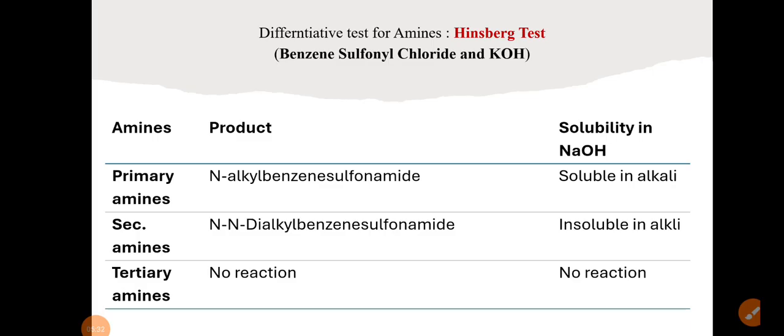The primary amine reacts with benzene sulfonyl chloride and KOH, and what is the product? That is the N-alkyl benzene sulfonamide, which is soluble in alkali. Then for secondary amines, the product is the N,N-dialkyl benzene sulfonamide, which is insoluble in alkali. And tertiary amines, there is no reaction. Please remember this, guys, between alcohols and amines: in alcohols, the tertiary alcohols show no reaction, and in amines there is no reaction in the tertiary amines.